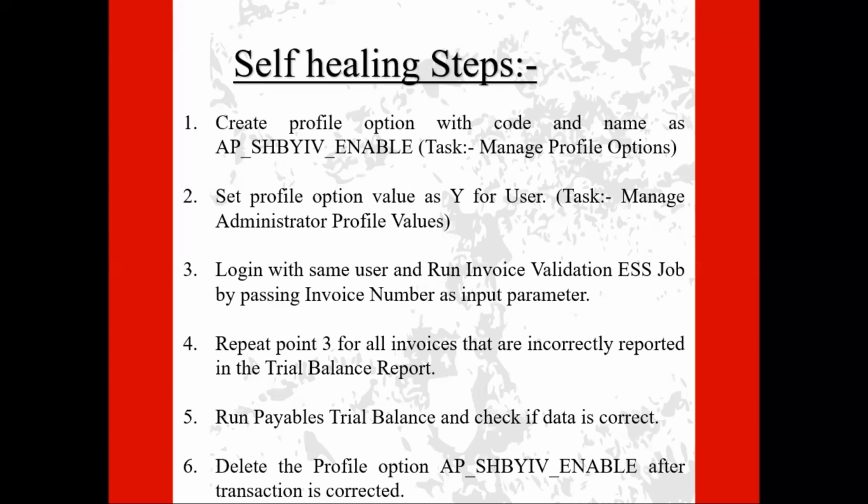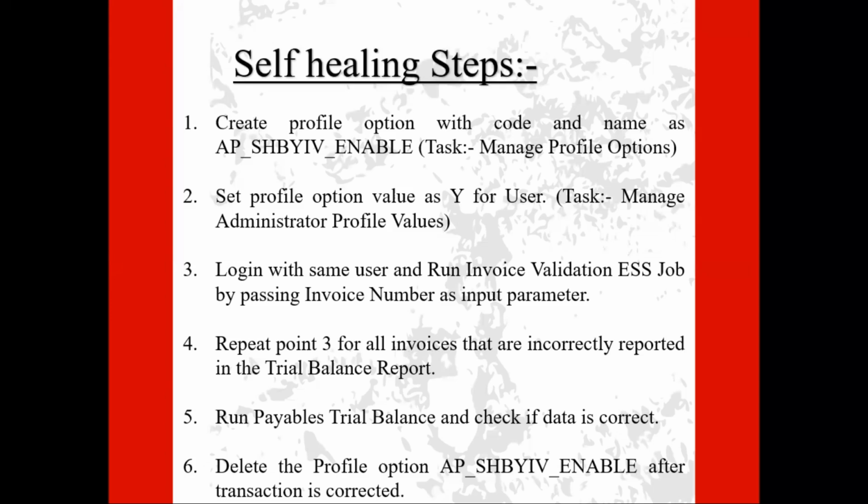Steps 1 and 2 are just one-time activities, and we need to repeat point number 3 for all the invoices that are incorrectly reported in the trial balance report. Once we run this invoice validation job for those problematic invoices, we can run the payables trial balance report and check if the data is correct. After this, your payables trial balance report should start matching with your GL account analysis report. And once that is done, we can delete this profile option.